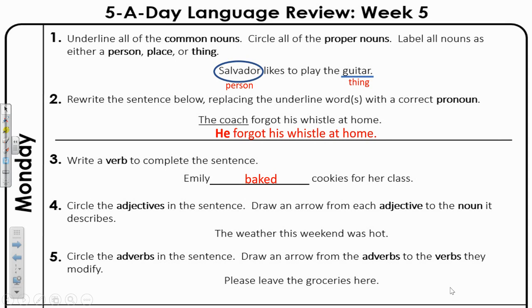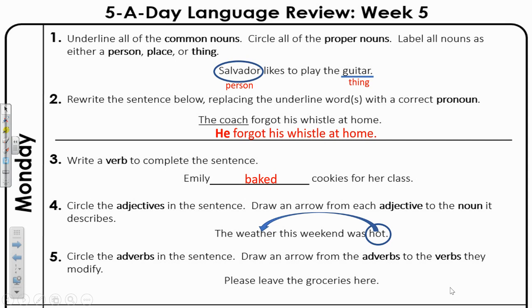Number 4, circle the adjectives in the sentence. Draw an arrow from each adjective to the noun it describes. The weather this weekend was hot. So I know right now that weather is a thing, that's a noun. Weekend is also a thing, that's a noun. And to describe what kind, we have the adjective hot. So you need to circle hot. Now we have to decide which noun hot is describing. Is it hot weekend or hot weather? We actually need to draw our arrow back to weather because hot is describing the weather.